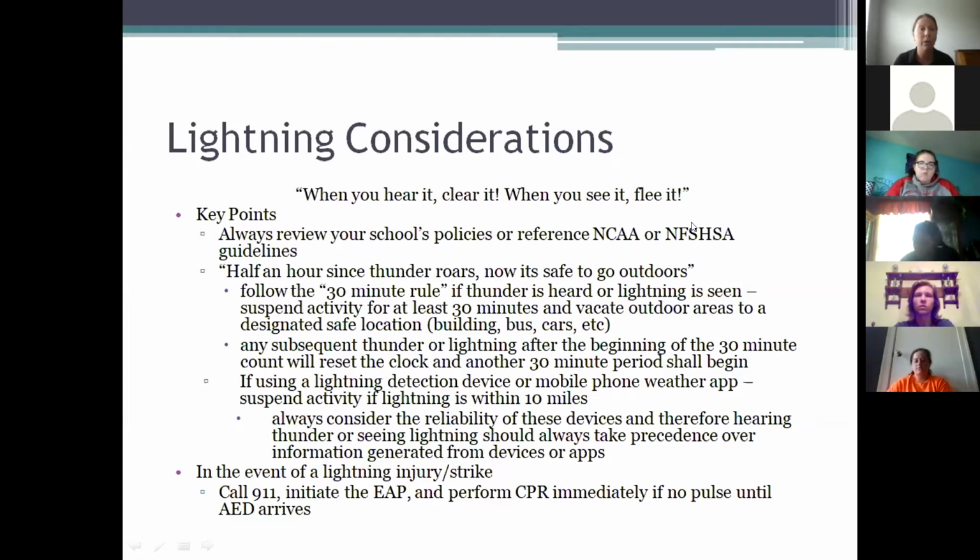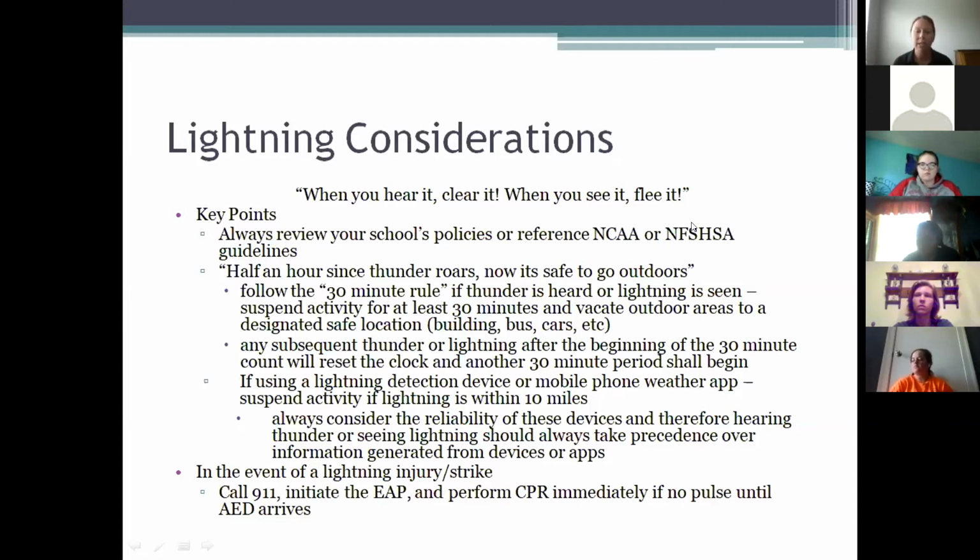However, it's important to keep in mind that you always want to consider the reliability of these devices, okay? And therefore, hearing the thunder or seeing lightning should always take precedence over the information generated from devices or apps, okay? So even if the device says that it's 11 miles away, but you hear thunder or see lightning, that should always take precedence and you should always act upon it.